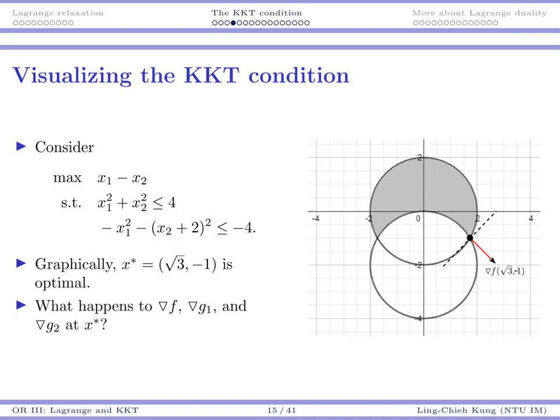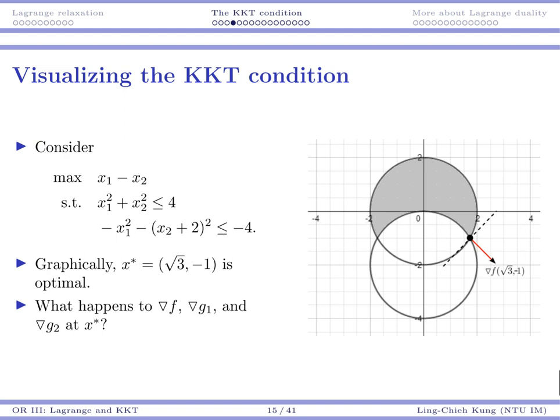So let's try to do some visualization for the KKT condition. Pretty much the visualization here is for us to give an intuition about why the KKT condition is indeed necessary for each local optimal solution. Okay, so let's say we have an example here.